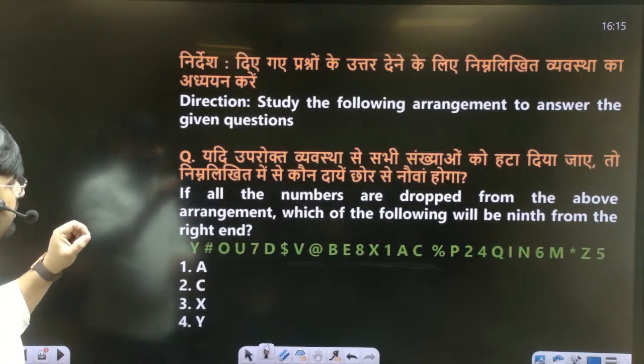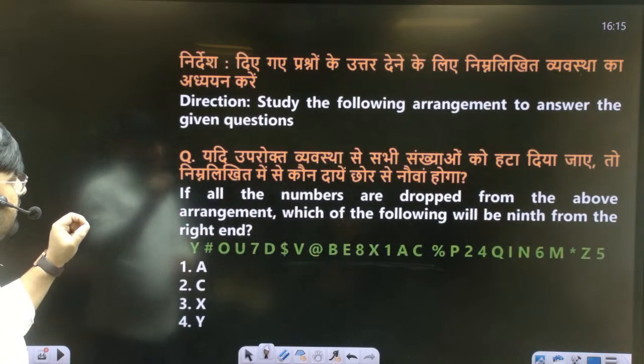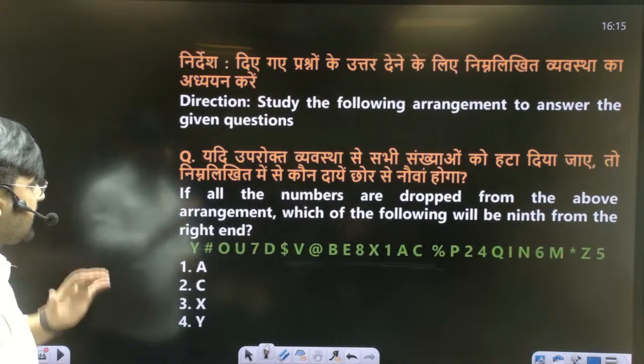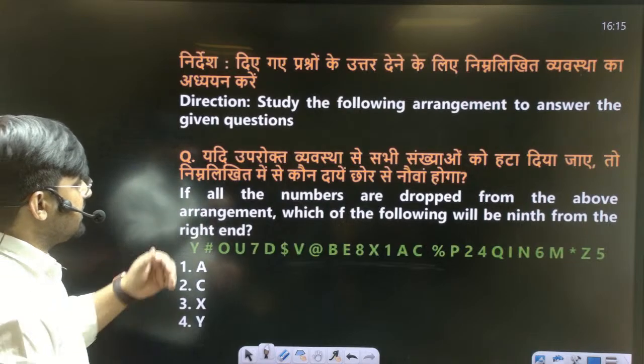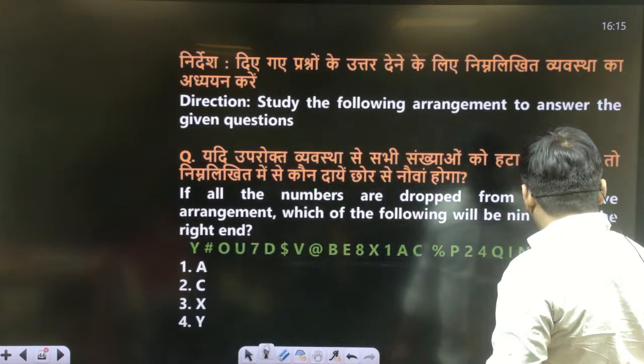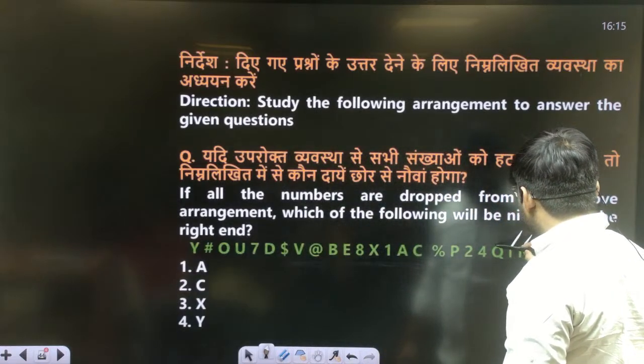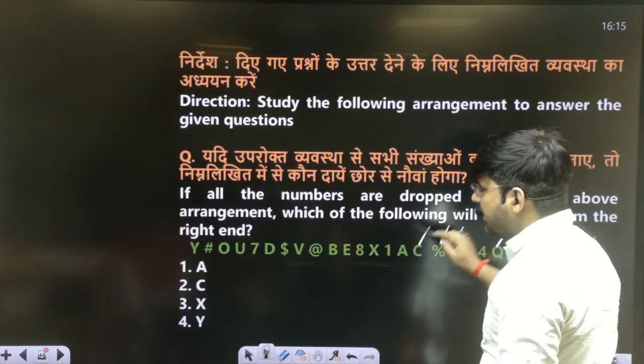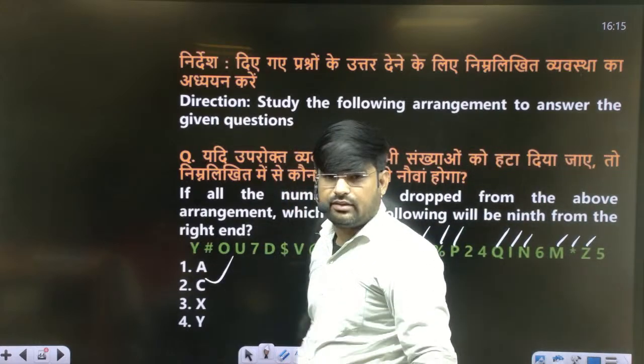If all the numbers are dropped from the above arrangement, which of the following will be ninth from the right hand? So 1, 2, 3, 4, 5, 6, 7, 8, 9. It's a C. Clear?